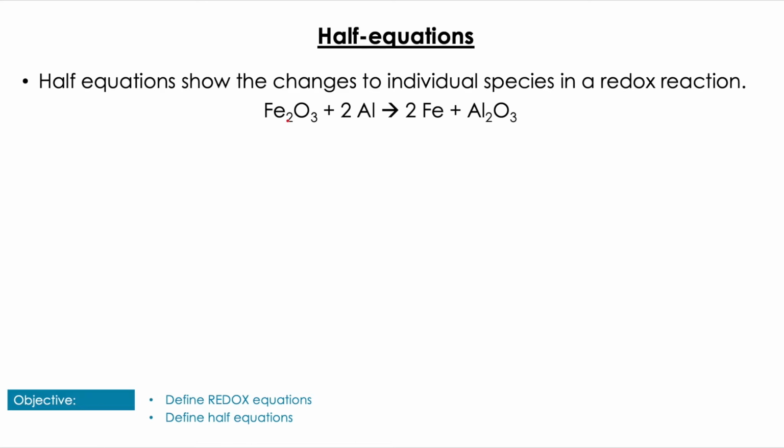So this is all very well, but as we've already started to see, we've got a lot going on in these, and we may want to reduce the amount we have to look at, and that's where half equations really come in and simplify things. So reusing this equation that we've already had a look at, we know that iron is being reduced and aluminium is being oxidized.